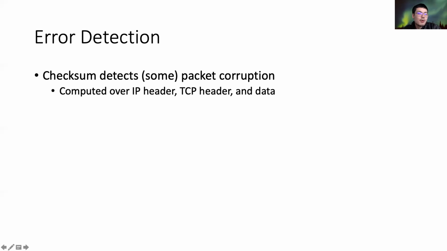And remember in the IP datagram, we also have a checksum, right? So TCP also has that, okay? It's kind of redundant. That's why IPv6 removes that. IPv4 still has it. So this checksum is computed over the IP header, TCP header, and the data. And if some bit is flipped, then the checksum will not match your new checksum computed on the receiver side.